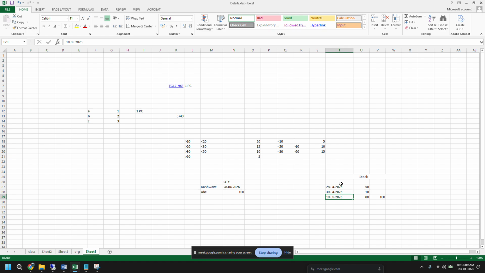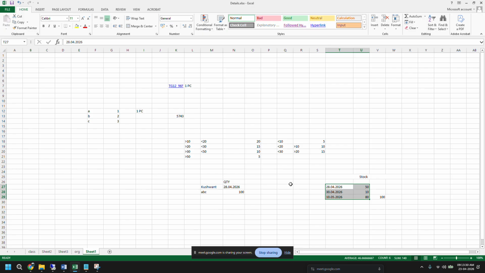But what will happen in that case? There will be three parcel deliveries. If the system, or let's say the customer, agrees to parcel delivery, I have to create three deliveries: 50 on 28th, 10 on 30th, then the remaining 40 quantity I will deliver on 10th of May. So the system allows three deliveries. That sort of agreement also happens between the customer and company.